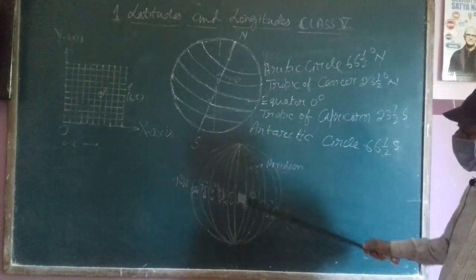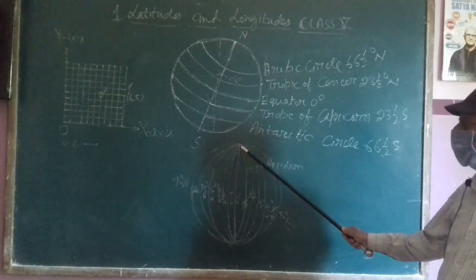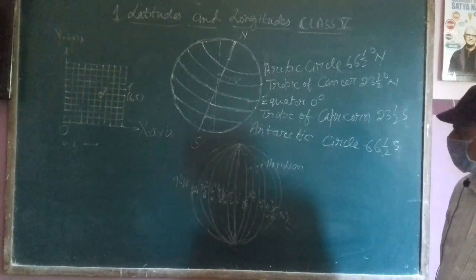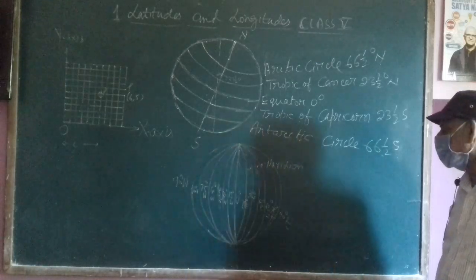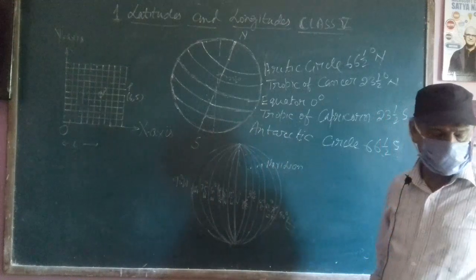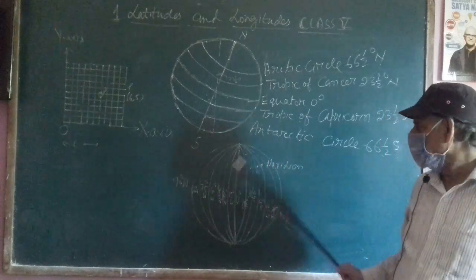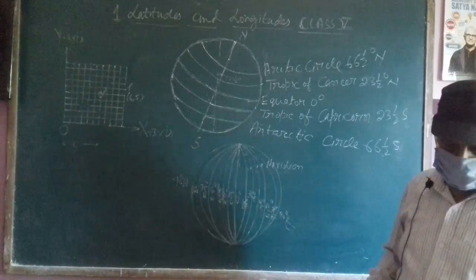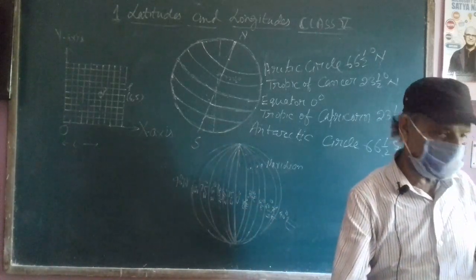Now, coming to longitude. A very important thing is that we can know the timing of any place with the help of longitudes. This is the most important thing about longitude. We can know the time at a place with the help of longitude. Now I will read out some important features.